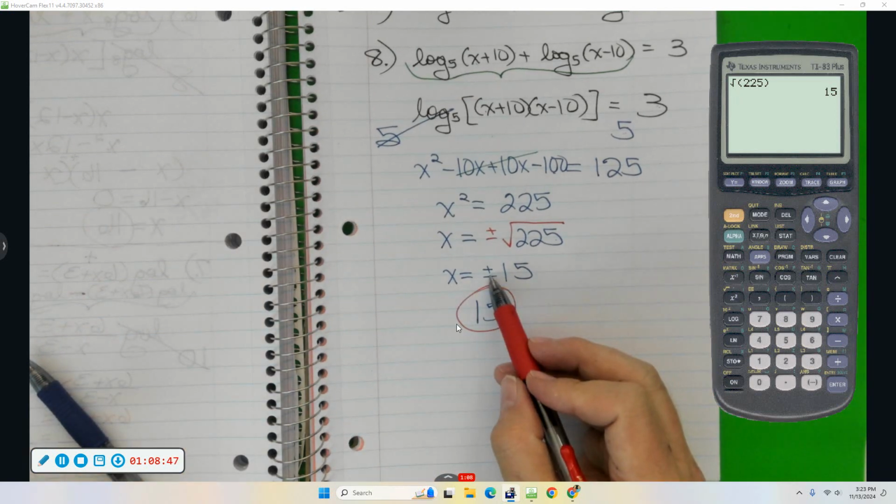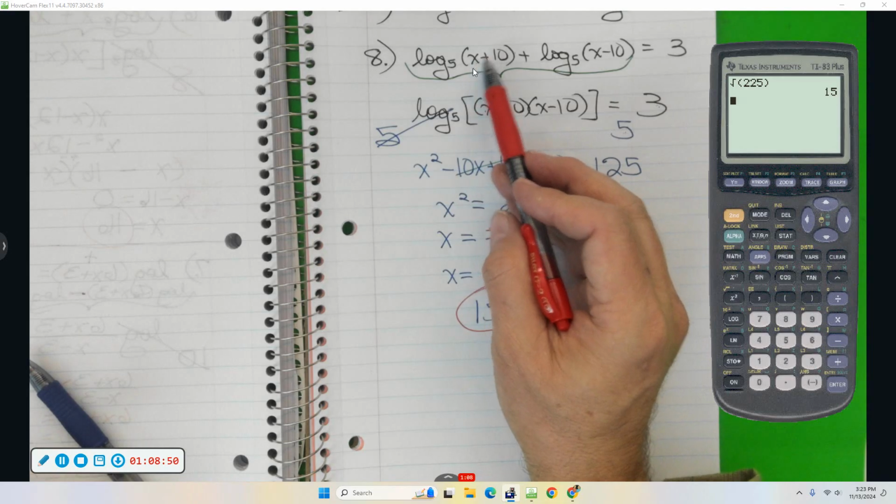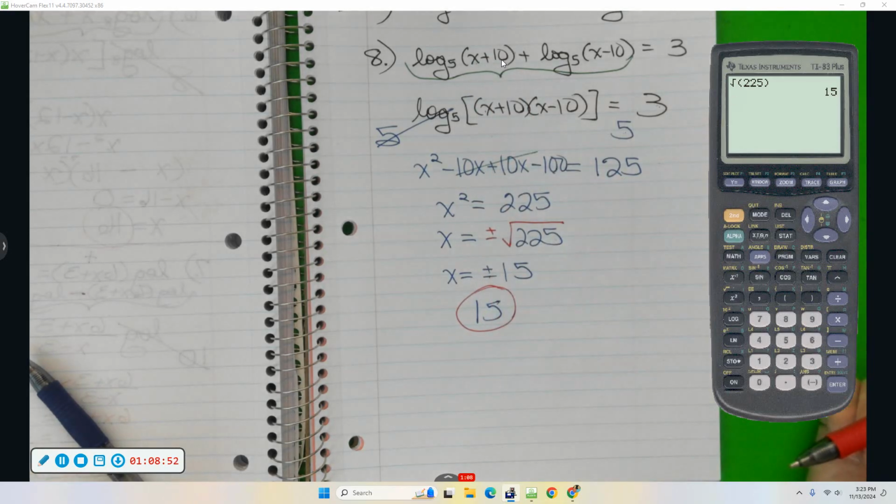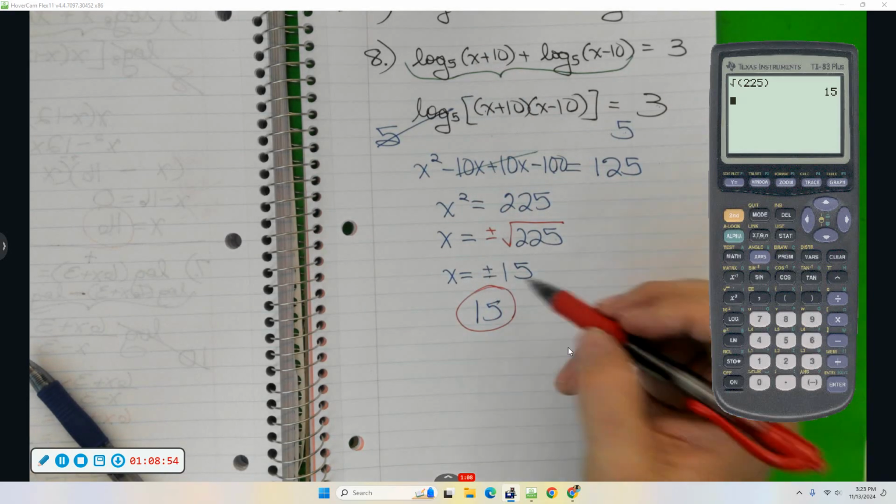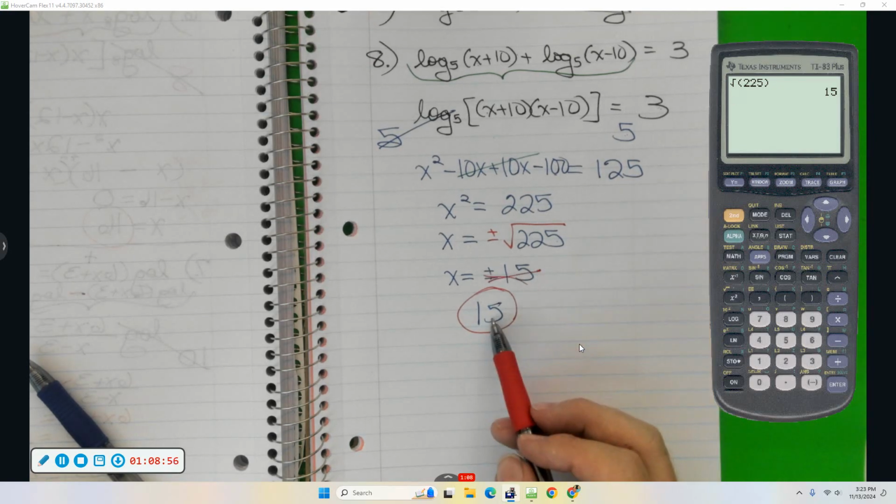What about negative 15? Negative 15 plus 10, is that positive? No. So we don't use the negative, only the positive.